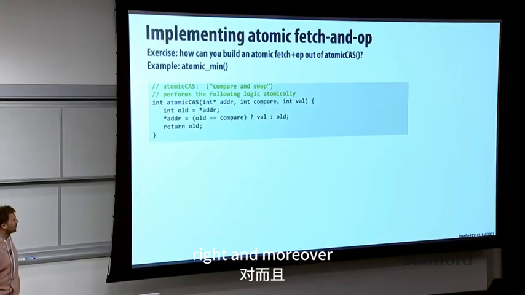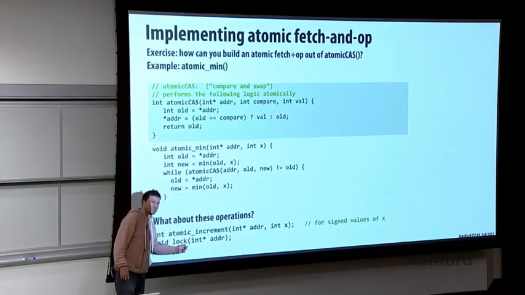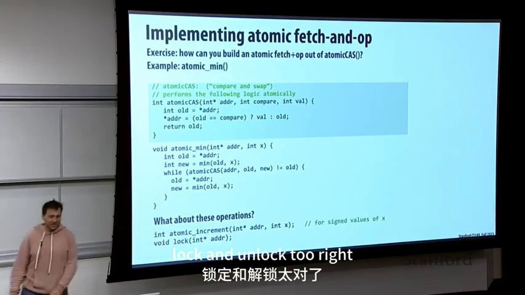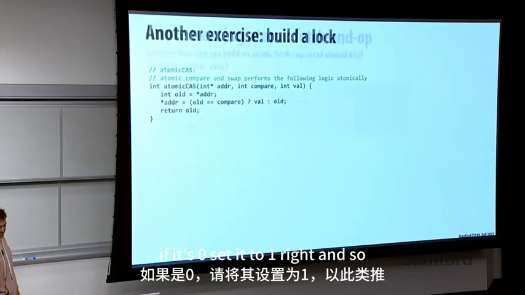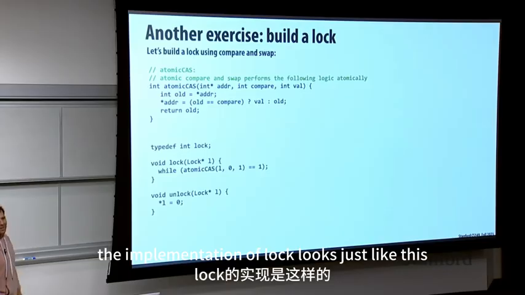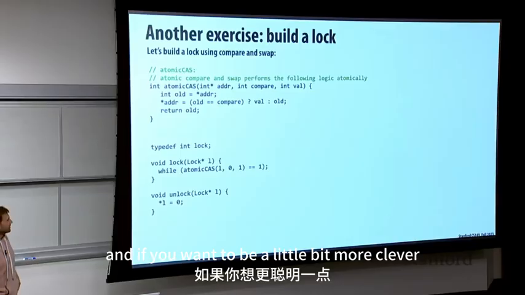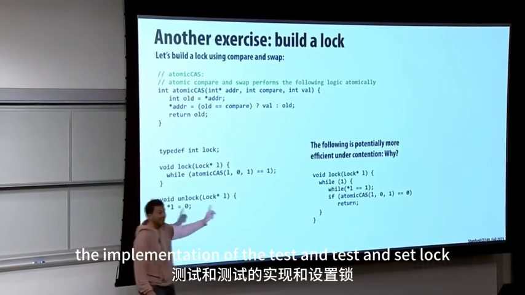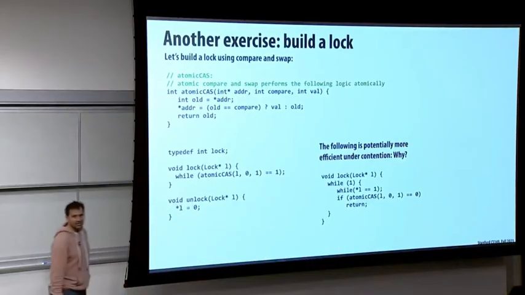Right? And moreover, you should be able to implement lock and unlock too, right? Because lock and unlock are just atomic: if it's 0, set it to 1, right? And so the implementation of lock looks just like this. And if you want to be a little bit more clever, the implementation of the test and set lock from before looks a little bit like that.